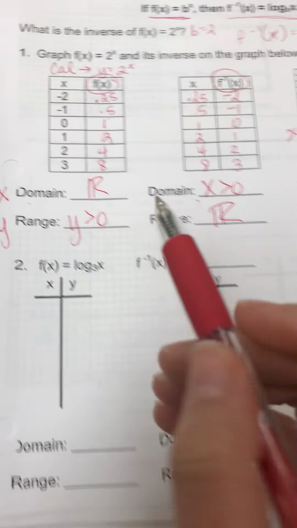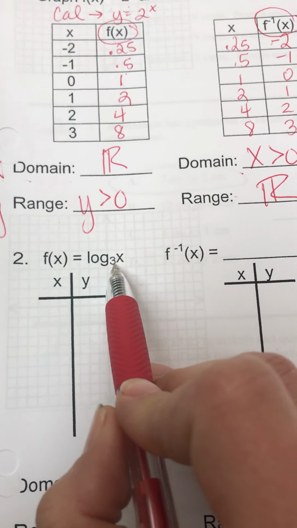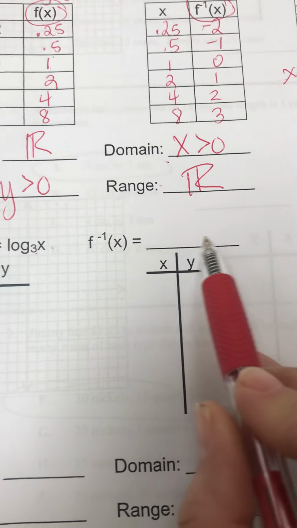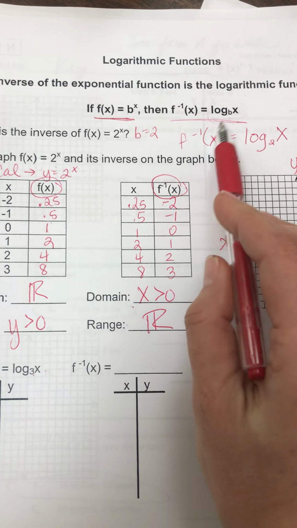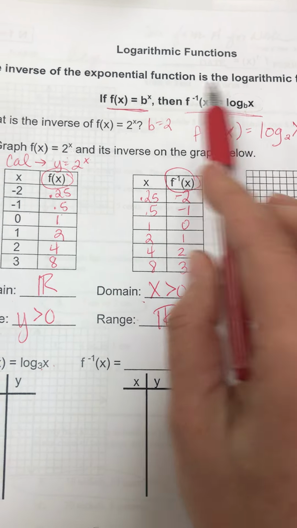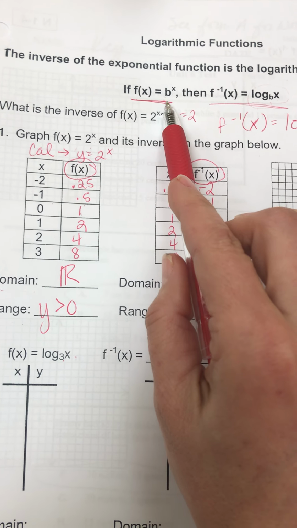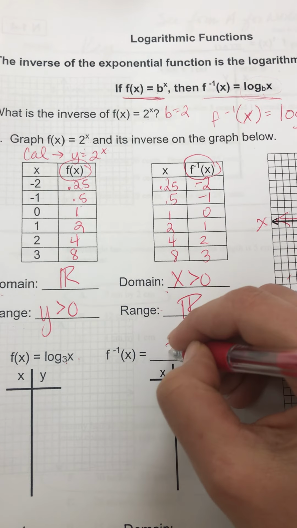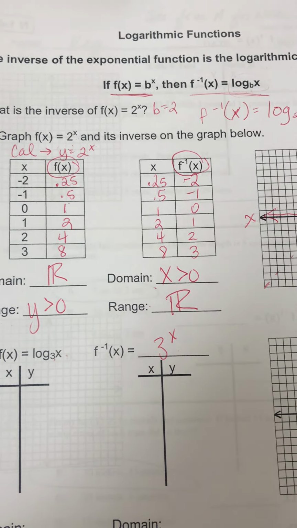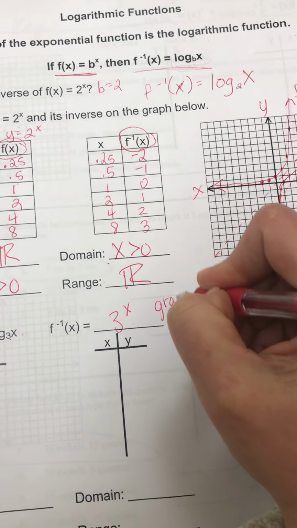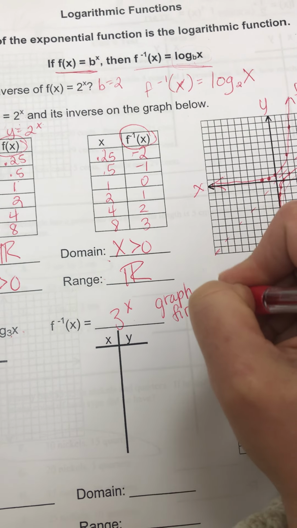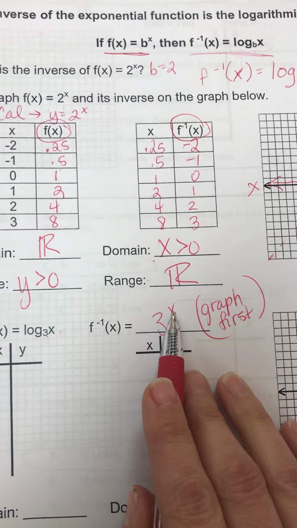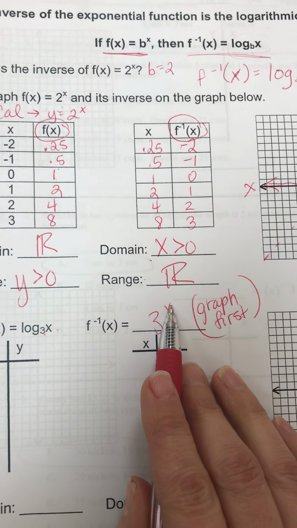Okay, second example, you start with log 3 of x, and now you need to find the inverse. So using the formula up here, they give it to you in this format. So to find the inverse, you need to put it in this format. So your b is 3, so you would have 3 to the x power. And now we're going to graph this first. You're always going to graph your exponential form, which is your number to the x power.